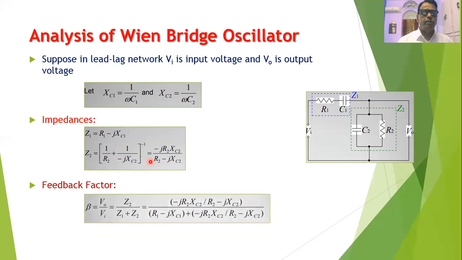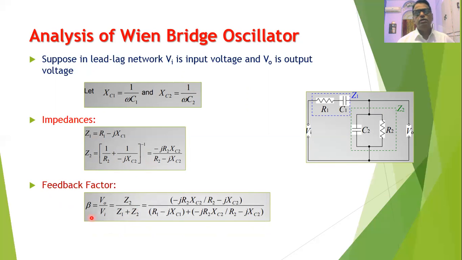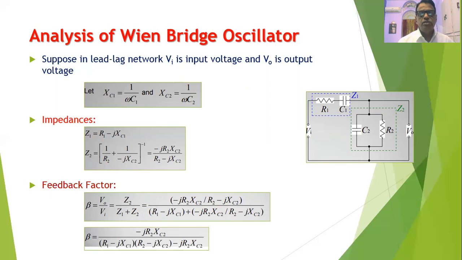Now we can obtain the expression for the feedback ratio. The feedback ratio is defined as beta, which is equal to output divided by input, VO divided by VI, which is nothing but the output impedance Z2 divided by the total impedance Z1 plus Z2. When you substitute the values of Z2 and Z1 in this expression, we can rewrite the equation for beta as minus jR2 XC2 divided by R2 minus jXC2, divided by R1 minus jXC1 plus minus jR2 XC2 divided by R2 minus jXC2. Now in the numerator we have R2 minus jXC2, so we can multiply numerator and denominator by this term, and therefore beta is equal to minus jR2 XC2 divided by R1 minus jXC1 in the bracket, R2 minus jXC2, minus jR2 XC2.